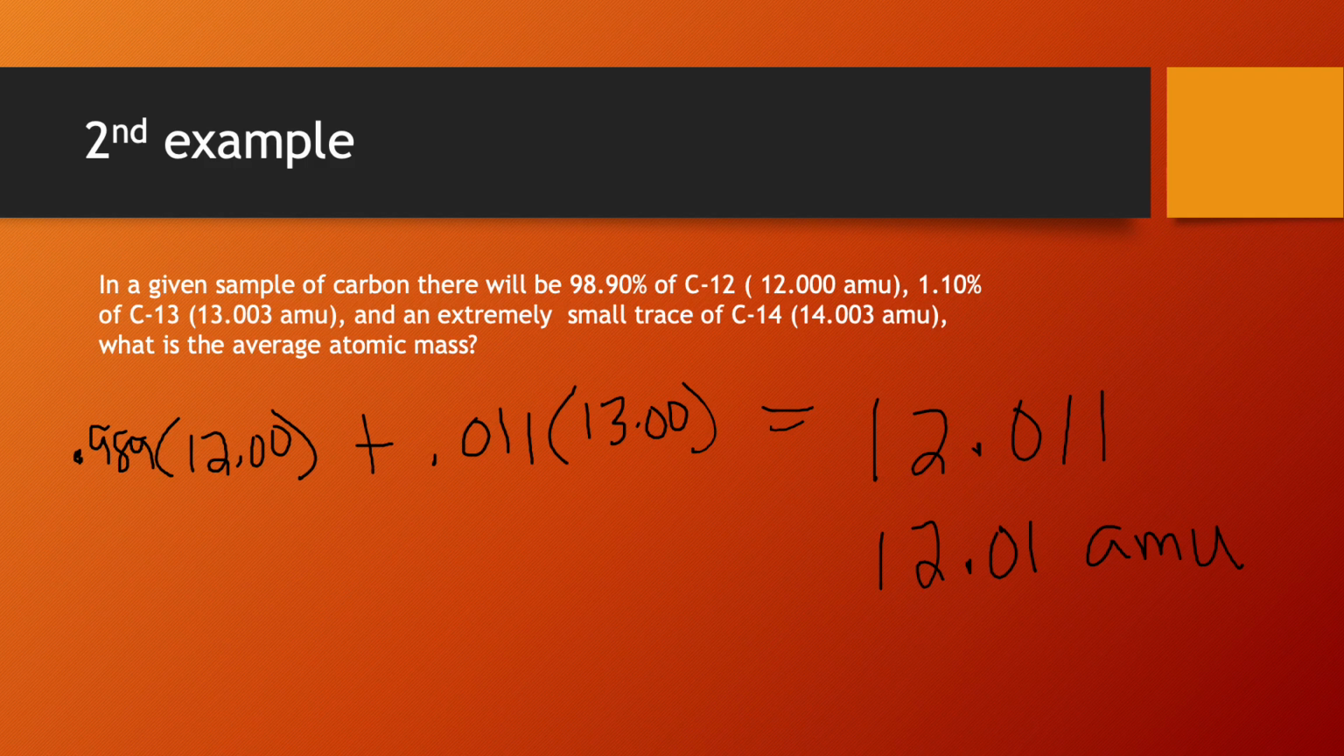If you don't like dividing by 100 at the beginning, you can leave it and keep your percent. You could still say 98.9 and 1.10, and then divide your final answer by 100 if you'd like.